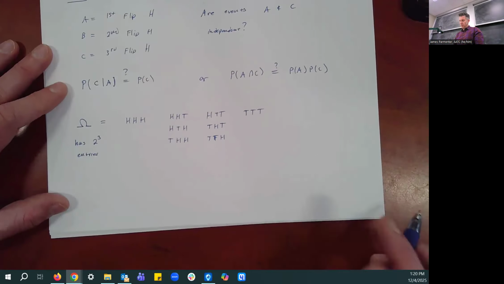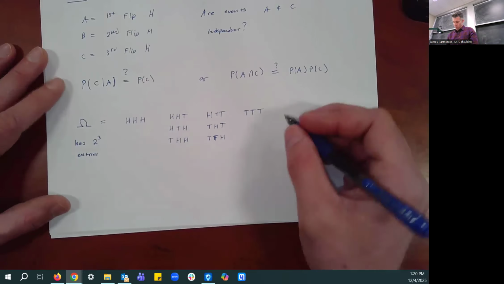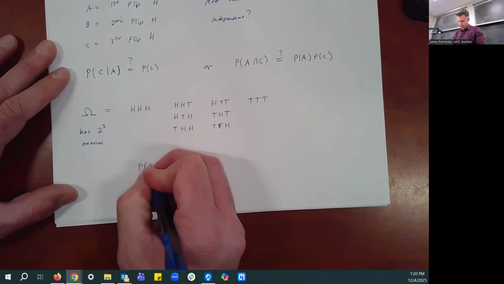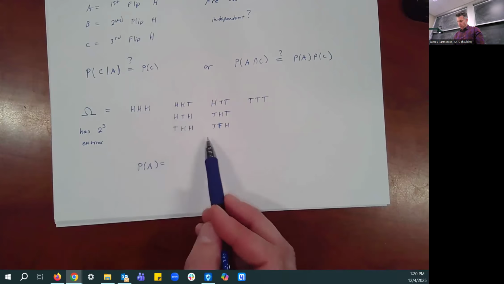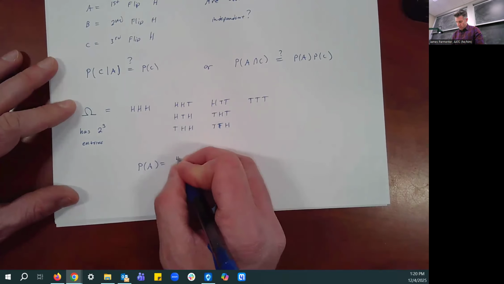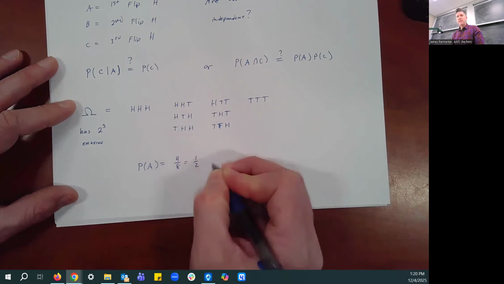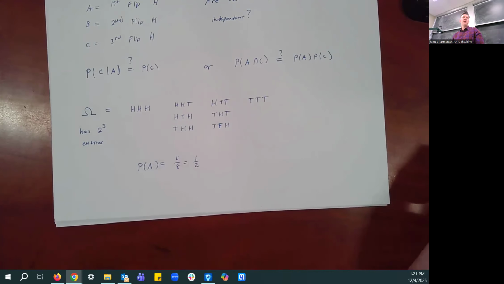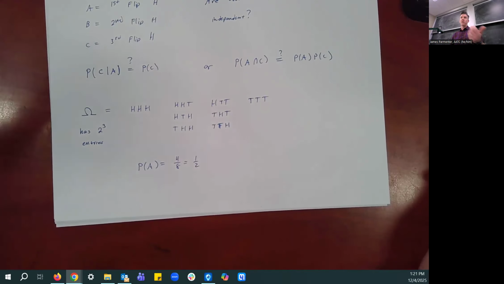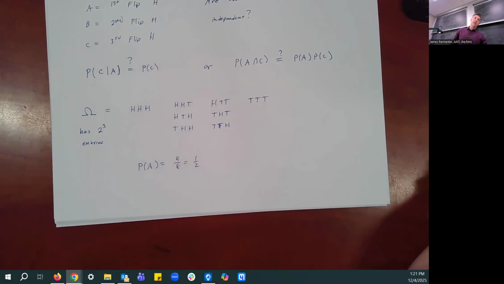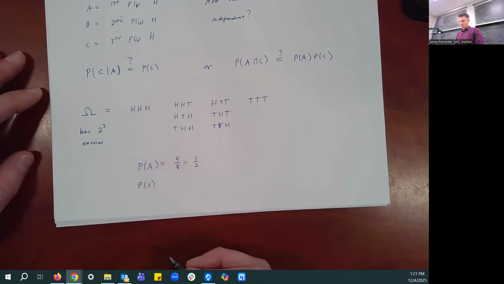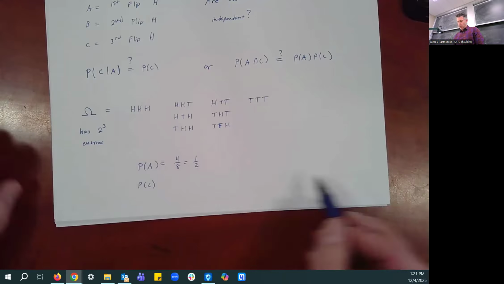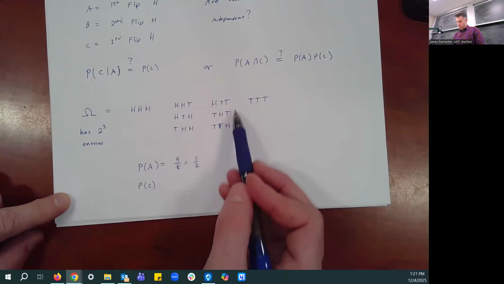So let's answer it this way first. What's the probability of A? Well, the probability of the first flip as an H is 1, 2, 3, 4 out of 8. Not surprising that the probability of the first coin is a head is 1/2, right? Because you flip the first coin, there's a 1/2 chance it's a head, there's a 1/2 chance it's a tail. And the probability of C that the last coin is a head is, let's see, 1, 2, 3, 4 out of 8.